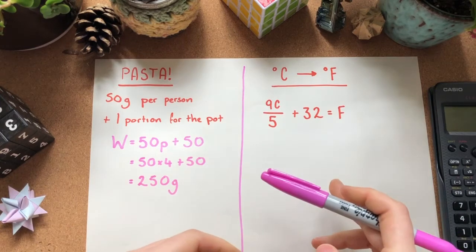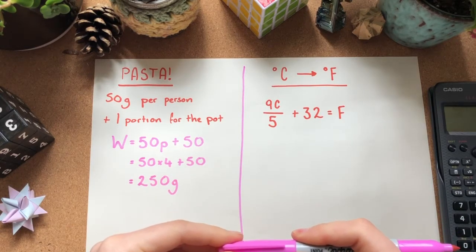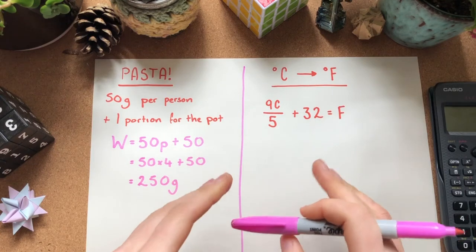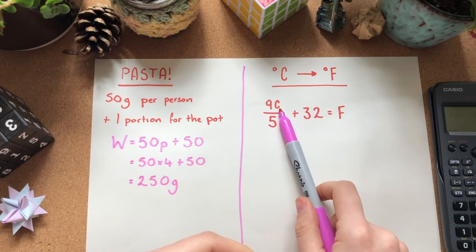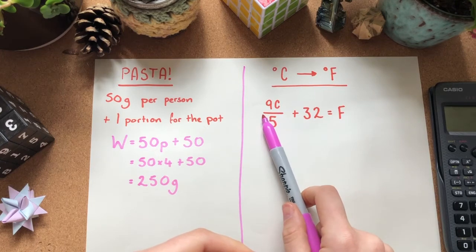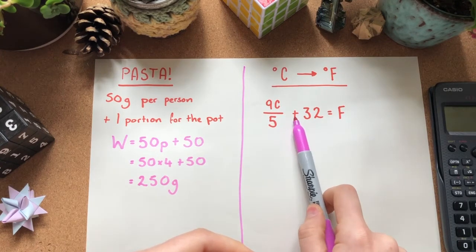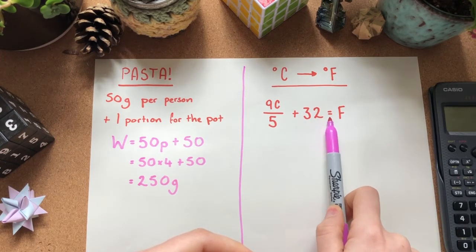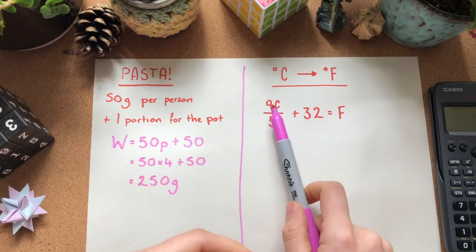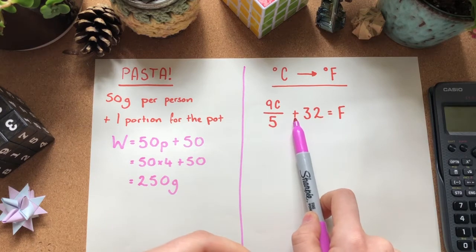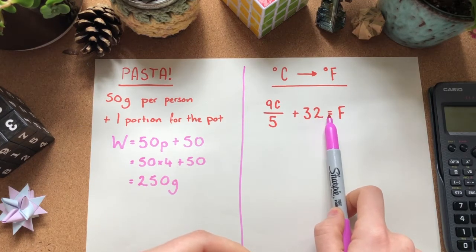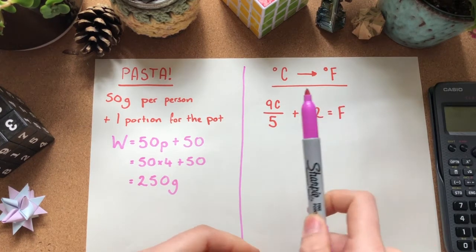Let's look onto this one here. This is converting Celsius to Fahrenheit. Have a read of the formula. It says if you do 9 times the Celsius divided by 5 and add 32, that will give you the Fahrenheit. So 9 times the Celsius divided by 5, add 32 is equal to the Fahrenheit, which we're looking for.